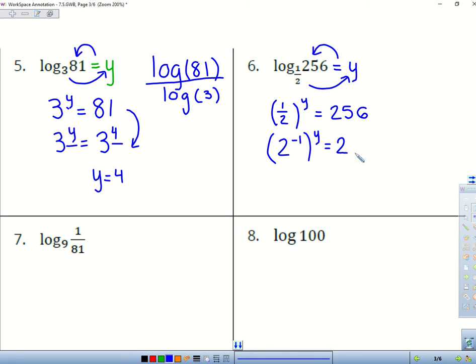Well, 2 to the 6th power is 64. So 2 to the 7th power is 128. So if I multiply that by 2, 2 to the 8th. Everybody with me on that? Now I can set my exponents equal to each other. What is -1 times y? Negative y. Negative y is equal to 8, which means that y is equal to -8. Okay?